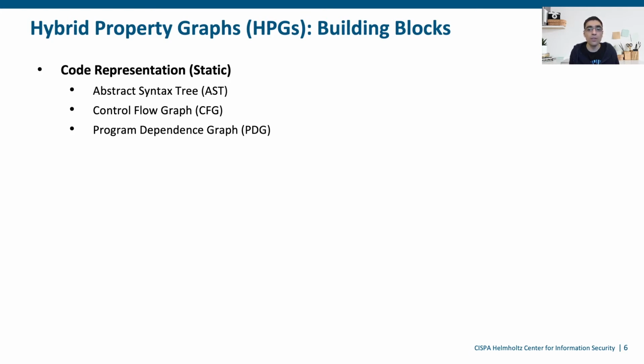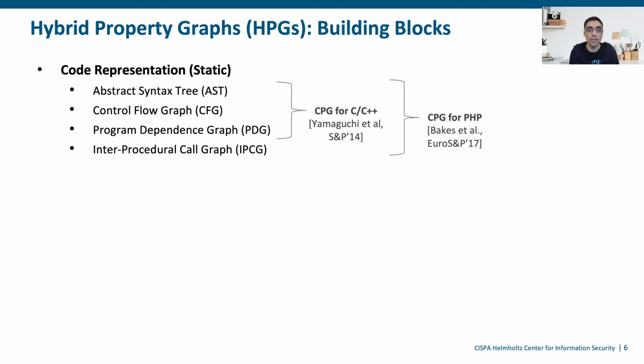we obtain a canonical model called code property graph, initially proposed by Yamaguchi and others for the analysis of C and C++ programs. Later on, Backes et al. added the interprocedural call graph to the canonical representation and used it for vulnerability detection in server-side PHP programs. In this work, we enhanced the canonical representation with additional models.